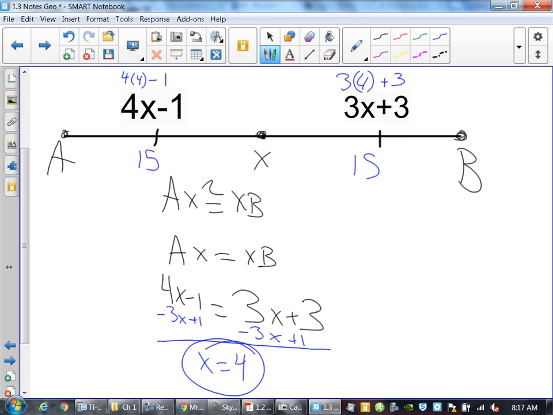Did we wind up with the same spot, same parts? Which means what is the whole? 30. That's the kind of stuff we're doing, guys. Really, really straightforward, don't you think?